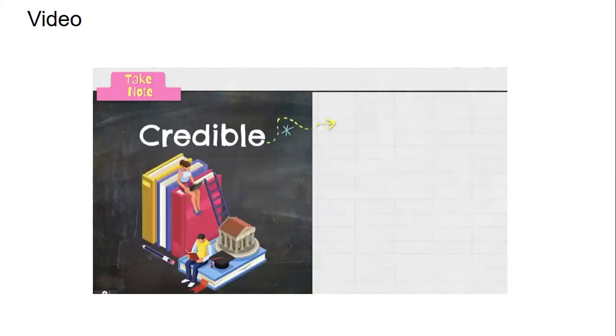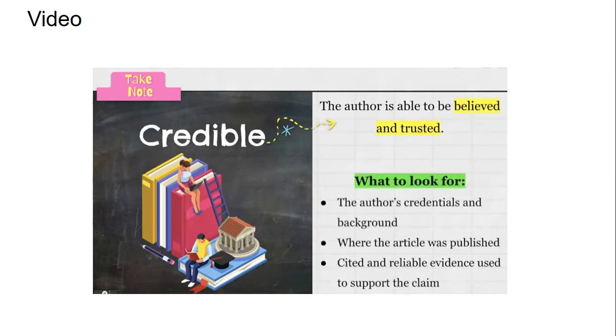Our final word that we need to look at is credible. We need to decide, is the author credible? Is the evidence that they're using credible? So what does that mean? It means that the author is able to be believed and trusted. So what we need to look for is the author's credentials and their background, where the article was published, is it cited, and is reliable evidence used to support the claim.